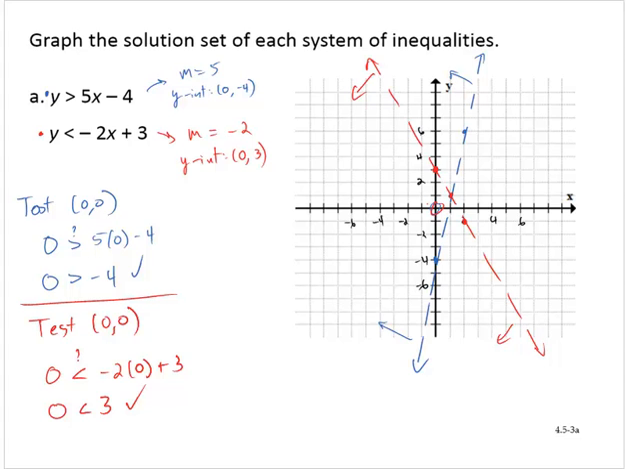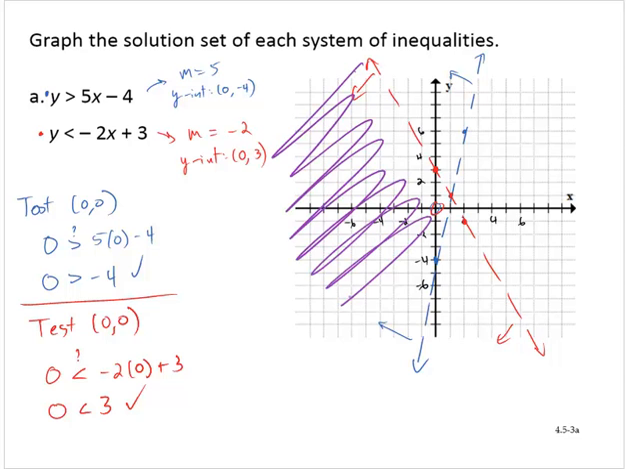So now I have to decide where to actually shade. We shade the region that satisfies both inequalities simultaneously. So I will shade the region that satisfies the blue and red arrows, and so I will shade in purple this entire region.